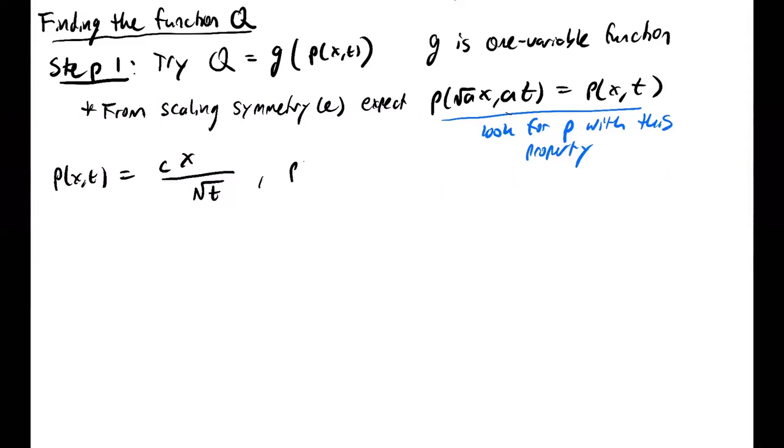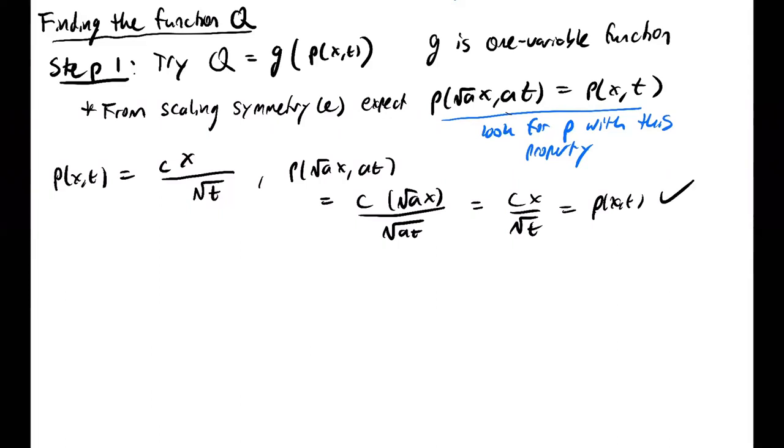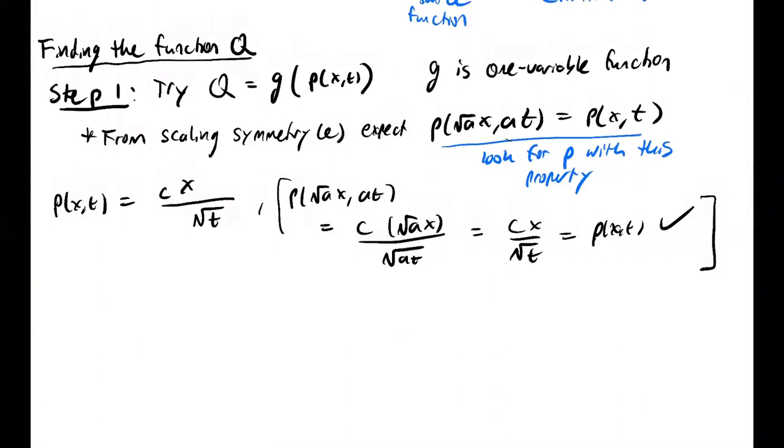And so, of course, now if I plug in square root of a times x and a times t, this outputs c times square root of a x over square root of a times t. Well, the square roots of a will cancel, and so I just get c x over square root of t, which is p of x, t. And so that works. And so this is a good choice for p. And so the issue now would just be to determine, well, what is the c? So c is just some constant.